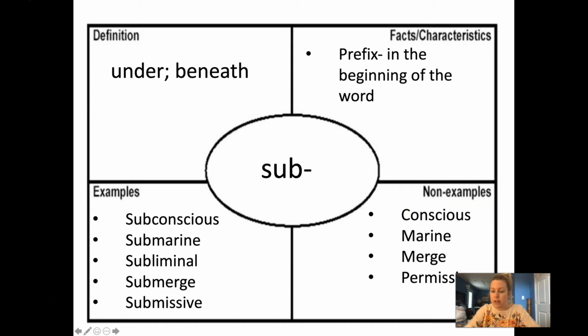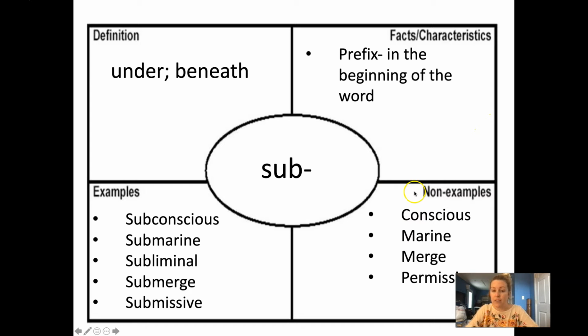Some non-examples then would just be the words from over here without sub, because your conscious is what's going on at the forefront of your brain, what you're thinking about, whereas your subconscious is kind of like what's happening behind the scenes. And then, of course, the water, marine, is not under anything. It's right there at the surface. So pause this video here and make sure you get your Frayer model filled out and completed.